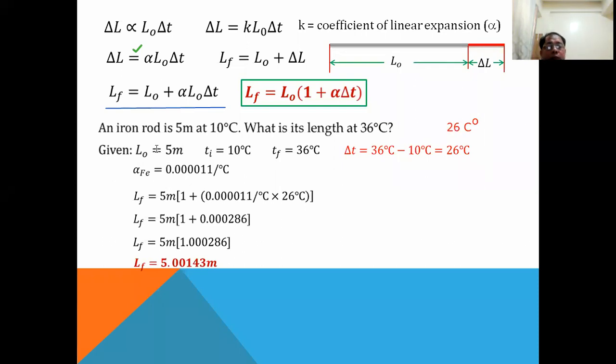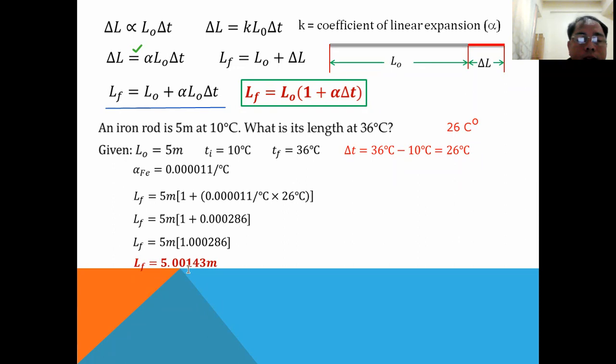So if iron is used here as a rod, then the coefficient of expansion of Fe, or iron, is 0.00011 for every increase in temperature. So substituting alpha, which is this value, times our change in temperature, multiplying these two will give us a value which is added to 1. So what is the final length of our rod? That will be the product of 5 times the quantity 1 plus this value, 0.00286.